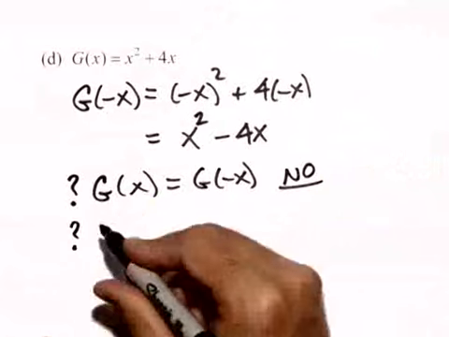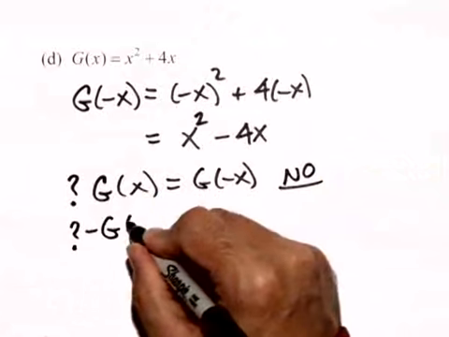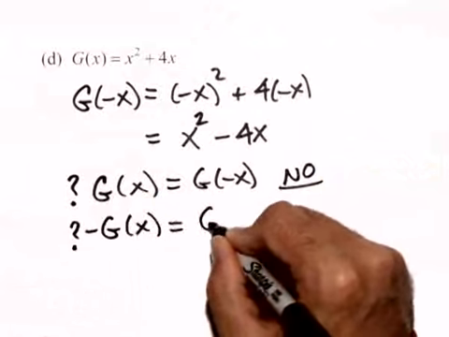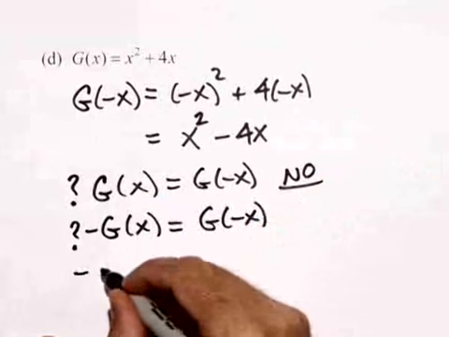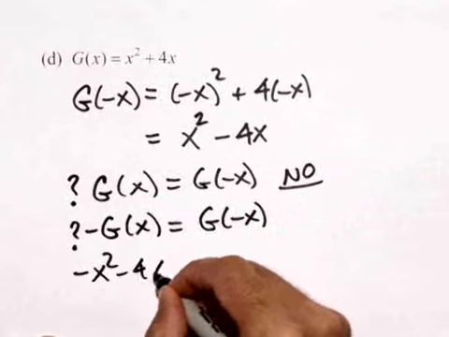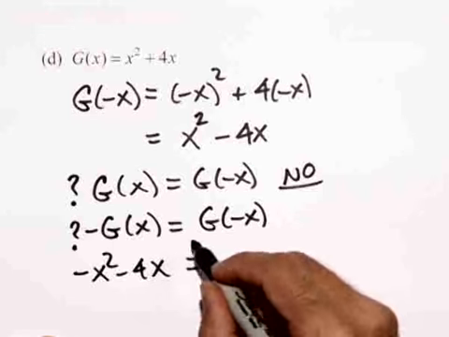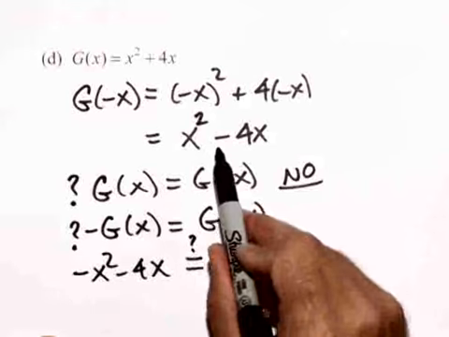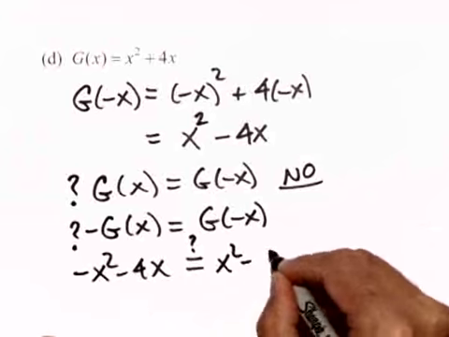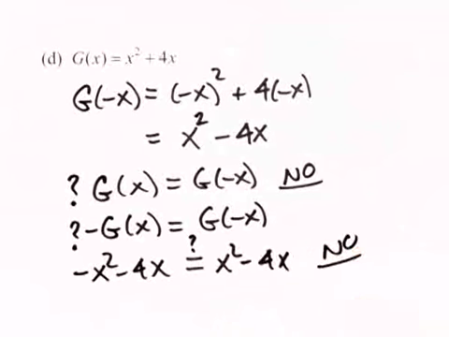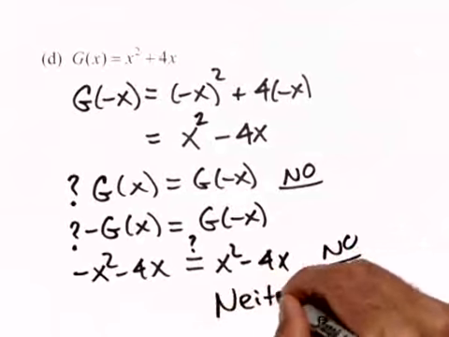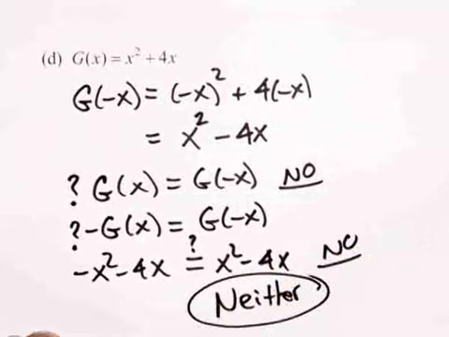We'll ask another question. Does negative g of x equal g of negative x? Well, let's see. Negative g of x would be negative x squared minus 4x. Does that equal, it's the question, does that equal g of negative x? And no. So this function is neither even nor odd.